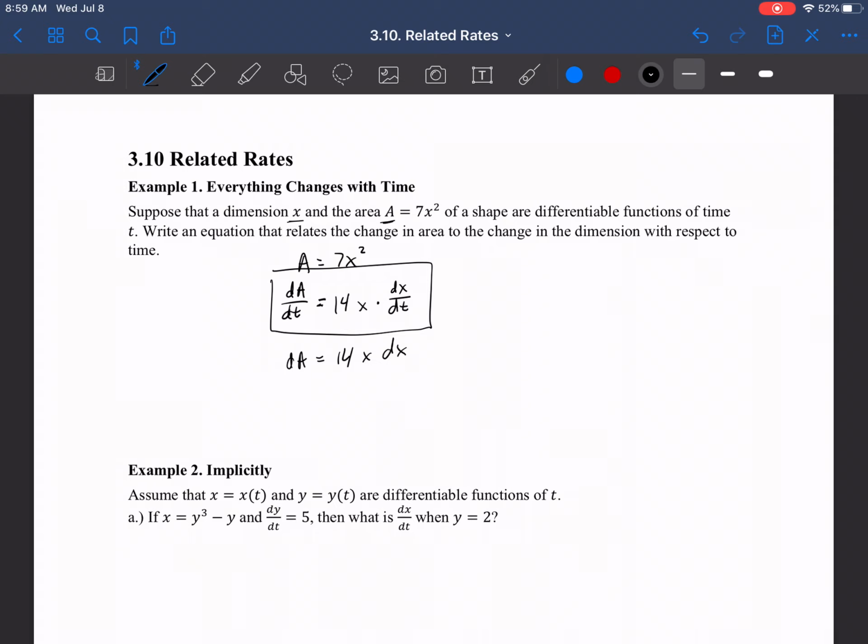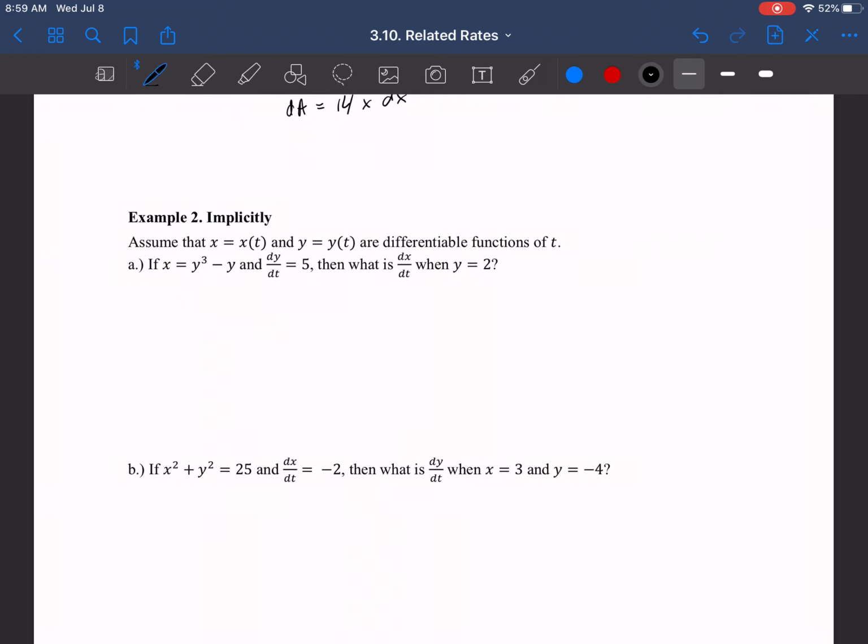Here we're going to assume that x equals x of t, so x is a function of time, and y equals y of t, y is a function of time, and they're differentiable functions of t, okay? If x equals y cubed minus y, and dy dt equals 5, then what is dx dt when y equals 2? All right, well, dx dt is going to equal dx dy times dy dt. Okay, that's just chain rule right there.